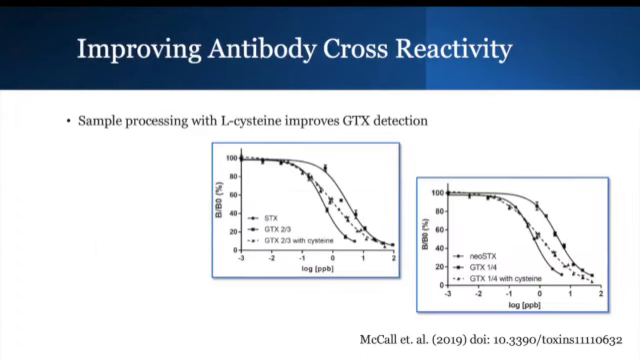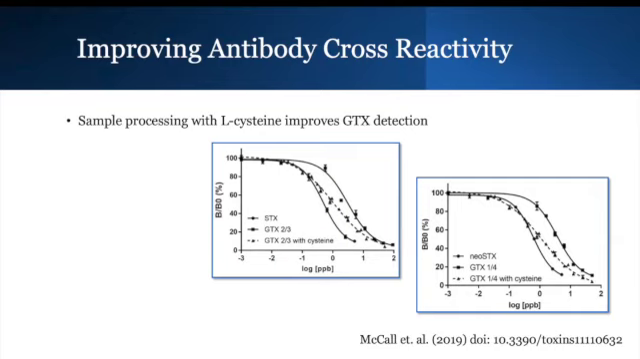Another thing that we worked on in that toxin paper was how to improve the detection efficiency of the GTXs. So naively, or without any modifications, cross-reactivity of our antibody with the GTXs is about 15%. But we found that we could improve it up to 90% with just a simple extra processing step using L-cysteine. The L-cysteine digestion is a step during sample processing that can be done to essentially make the GTXs look like saxitoxin to the antibody, thus improving recognition and binding.